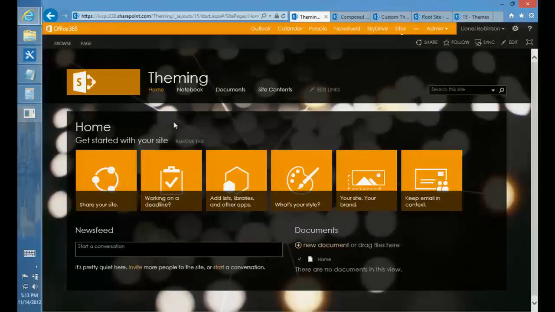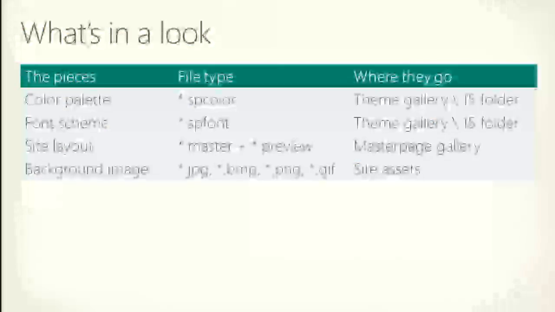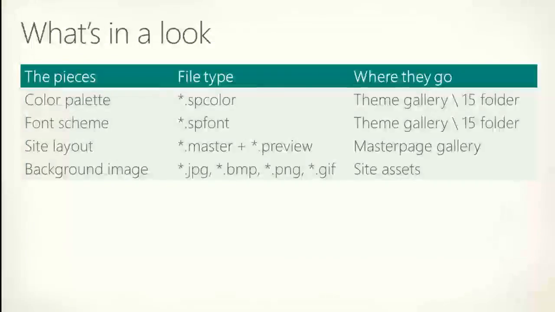So with that, let's go back and dive into each of these parts. So to recap, what's in the look? We have the four pieces: the color palette, the font scheme, the site layout, and the background image. The two that are required always are the color palette and the site layout, which is the master page and its accompanying preview file. Very important that you have that file so we can render it in the UI.